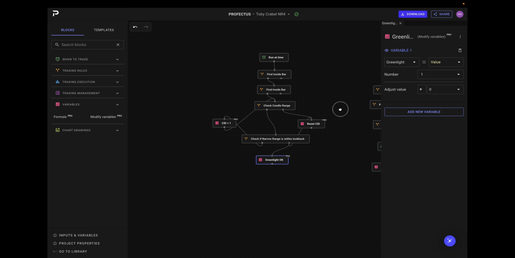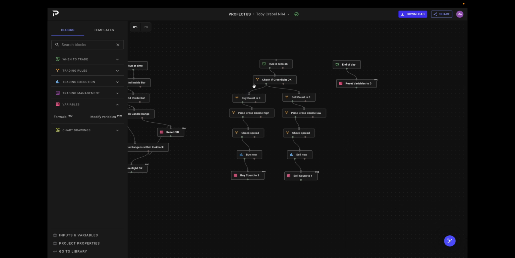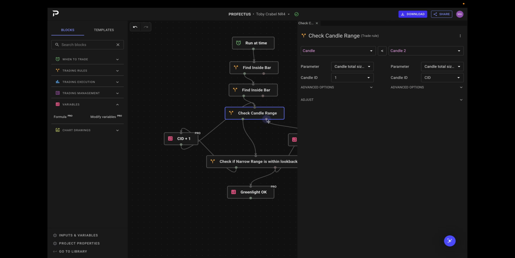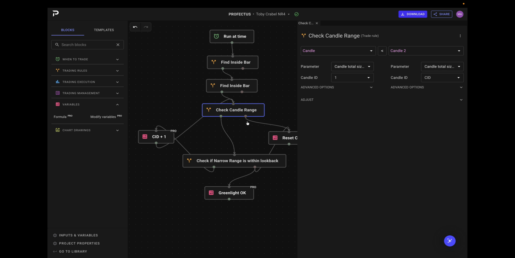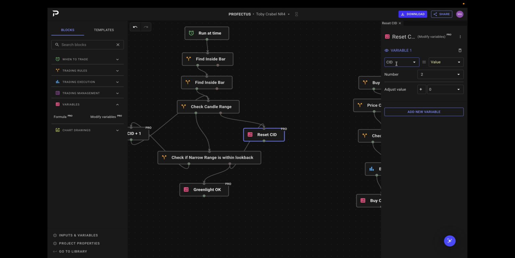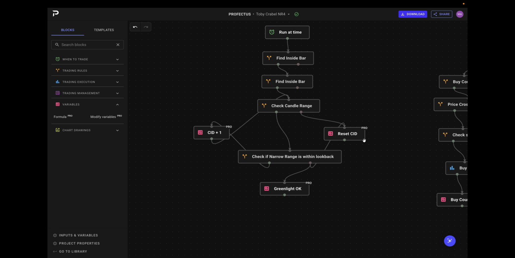Green light is 1, and the algorithm can now go here, check if green light is 1, and then do other things like trading, because now we check the condition. We also have answer no here. So let's say candle 1 is not smaller than candle 2 or 3 or 4. Then we have the no answer. Then we reset the sid back to 2, the default value, and then it stops. Like then, okay, we're done.